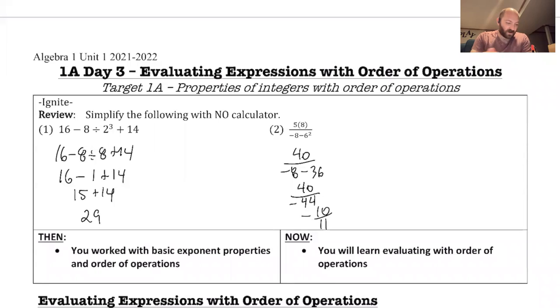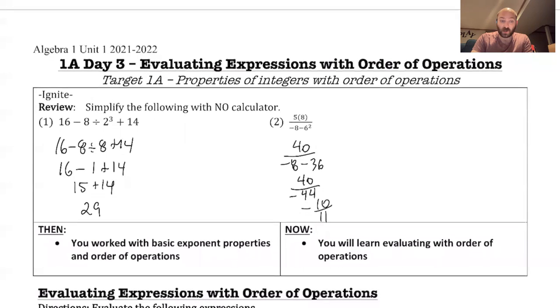Okay, and that's your final answers. We get answers of 29 and negative 10 over 11. That's my work right there. So if you want to pause it, double check to see if yours matches up as well, go ahead and do that. But we're going to go ahead and move on to the new part.